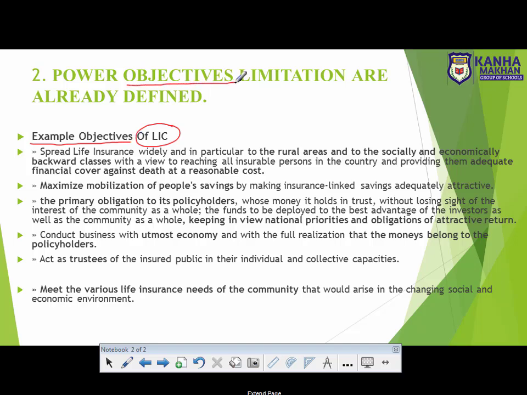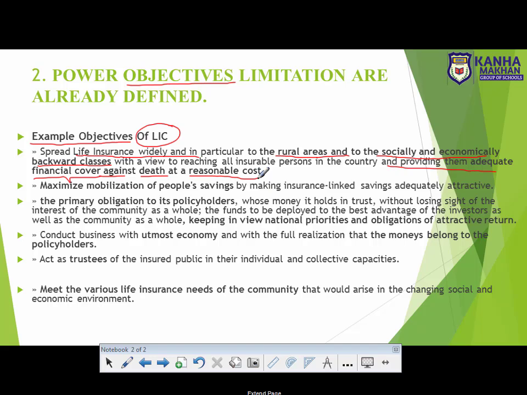These are certain points which define the objective of LIC. The first point is that life insurance should be widely spread, in particular to the rural areas, so that the socially and economically backward classes can also be secured. The basic objective of LIC was to reach the maximum number of individuals so that they can be secured in large numbers, providing them with adequate financial cover at a reasonable cost.